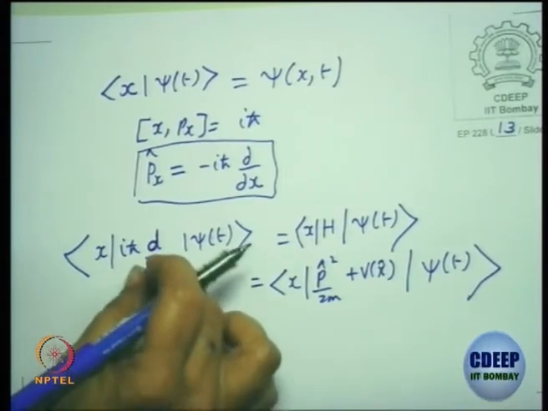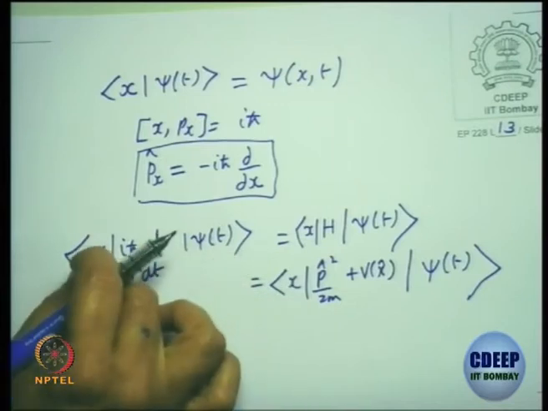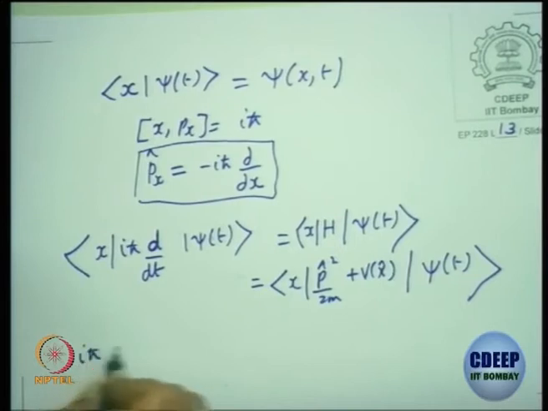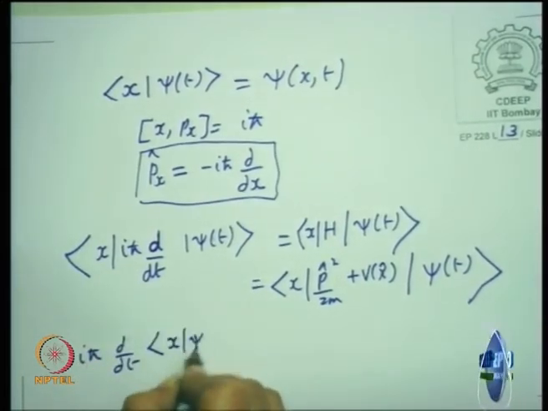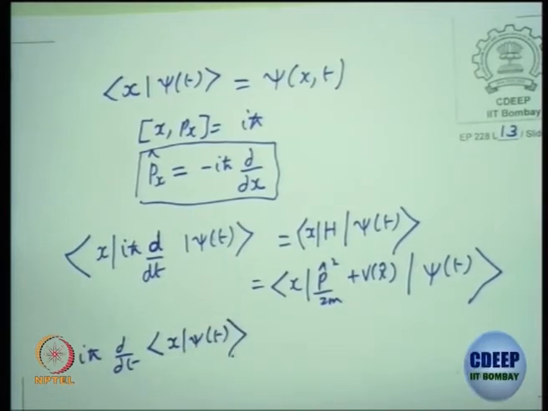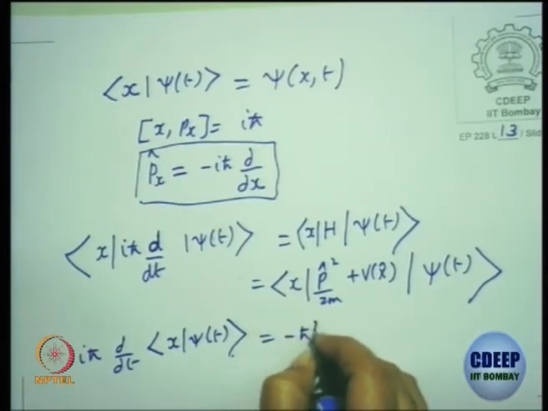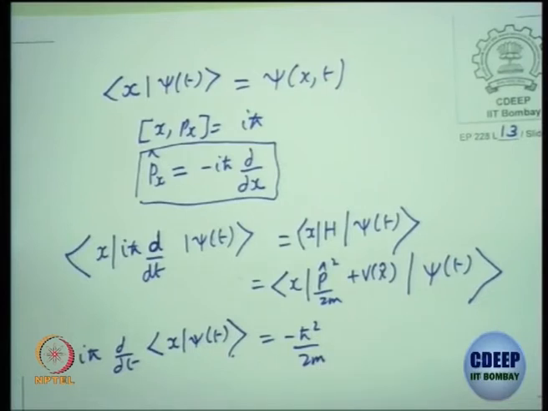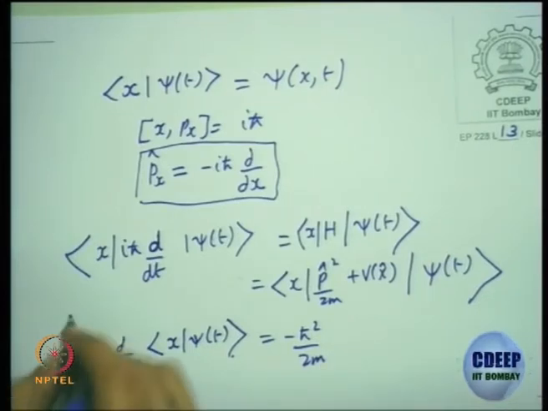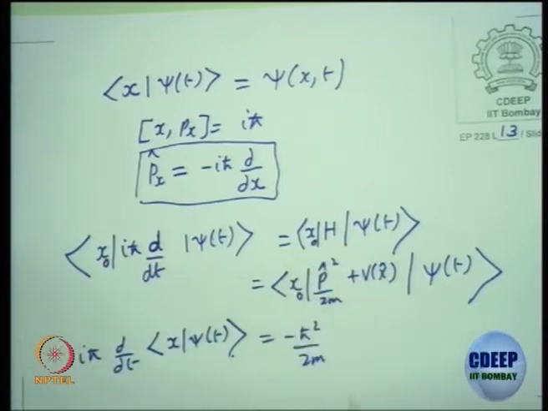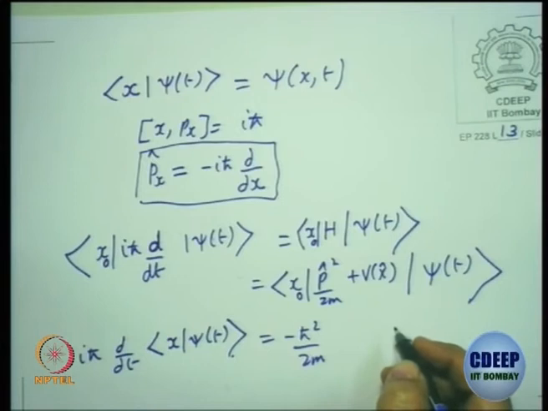So even though this d by dt is on psi of t and this is t independent, we can write this piece as i h cross del by del t of x with psi of t. This is allowed. And here it is minus h cross squared over 2m. If you are getting confused with this x and x naught, maybe you can put an x naught here. Okay, that will probably clarify.